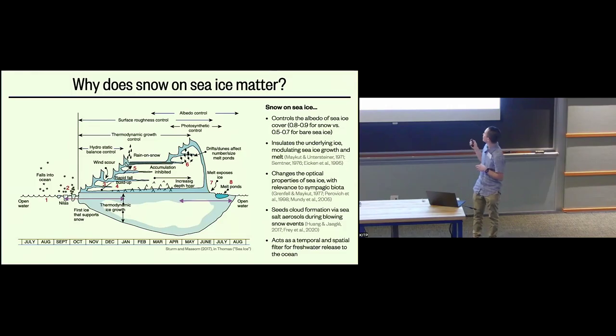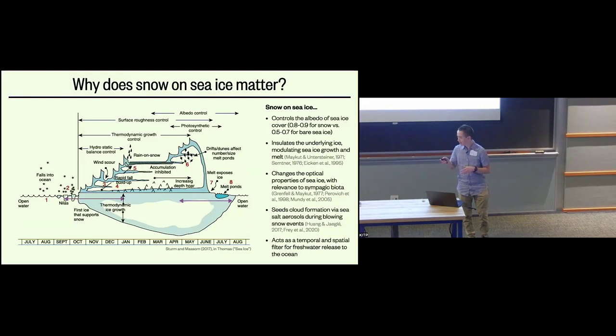Third, snow changes the optical properties of sea ice, how quickly radiation attenuates, as well as how much it scatters. And that matters for the growth of sympagic algae, or ice-associated algae. Fourth, recent work has shown that snow getting lofted by the wind can lead to sublimation and the release of sea salt aerosols. In the Arctic, it's thought that this nucleates a large portion of cloud formation. And of course, that has impacts for the radiative forcing, indirectly.